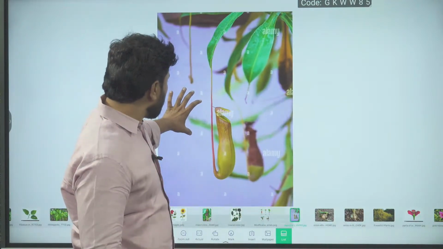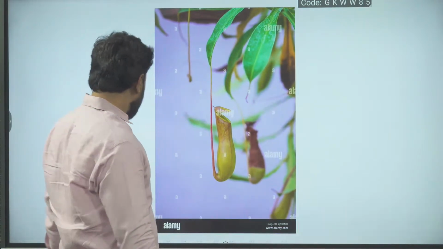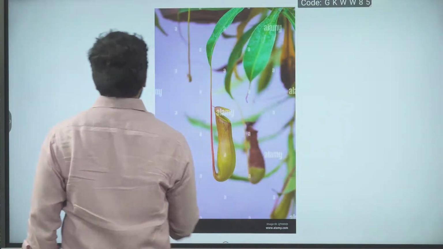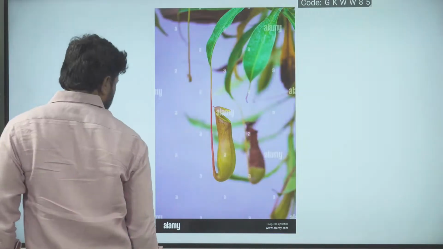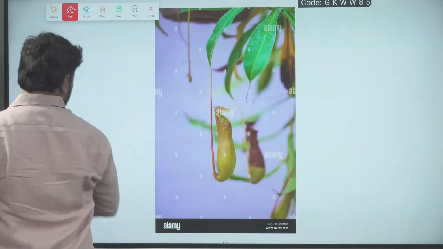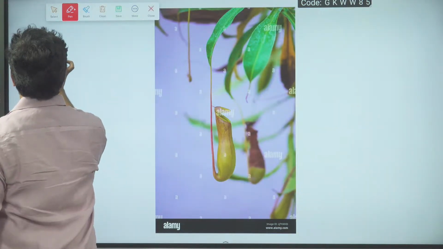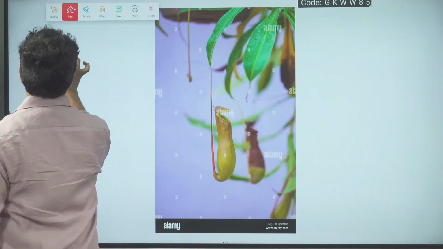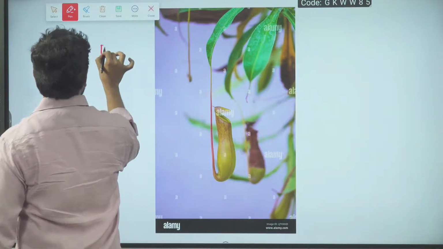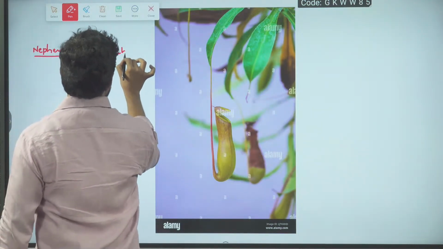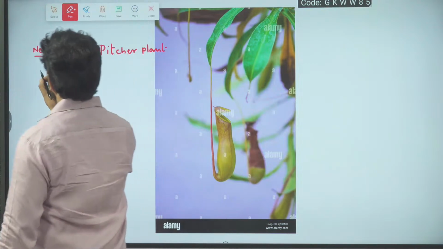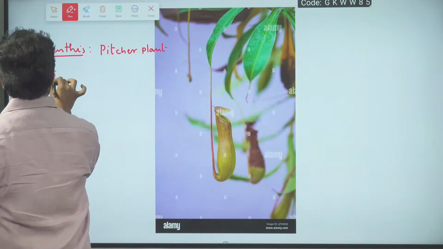I wanted to show you some kind of leaf modification that could be developed in the case of insectivorous plants. Insectivorous plants, I am mentioning Nepenthes, which is commonly called pitcher plant. Pitcher plant. First of all, these are a variety of insectivorous plants.